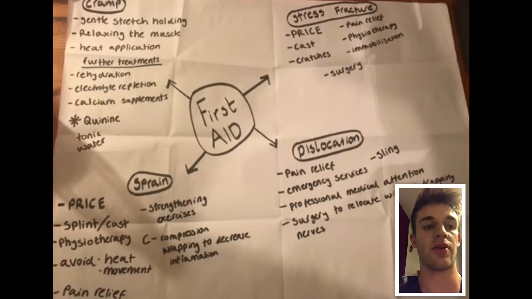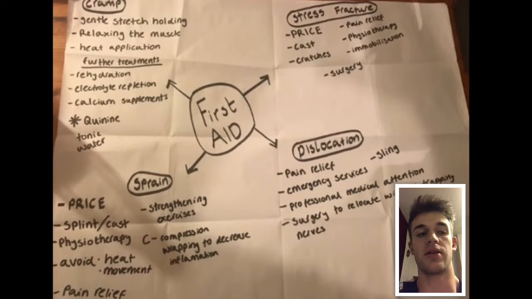Further treatments, so when they're recovering from the episode of cramp, is you would offer them water and rehydration drinks, because this is a factor which does cause cramp. The same for electrolyte repletion, because that is another area where they would have lost their electrolyte levels, so that's why they would be more prone to cramp.